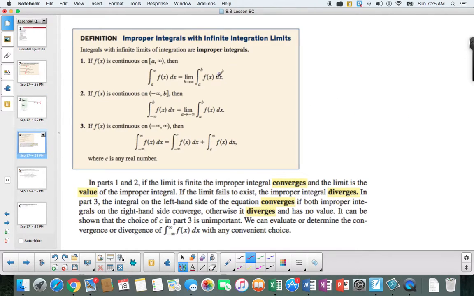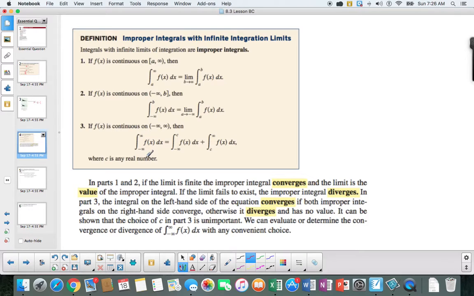Okay, so here's the box that we had before. If this limit gets closer and closer to one particular number, we say that it converges, and the limit is the value of the improper integral. And same with number 2, but if the improper integral does not have a limit, it fails to exist, then we say it diverges.